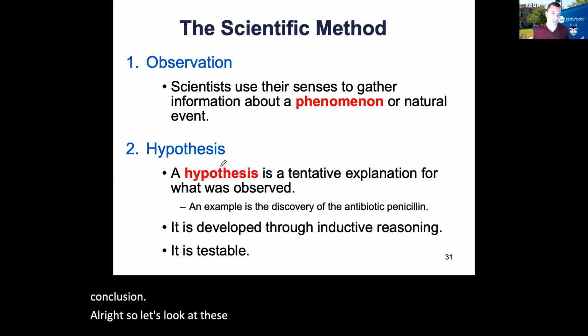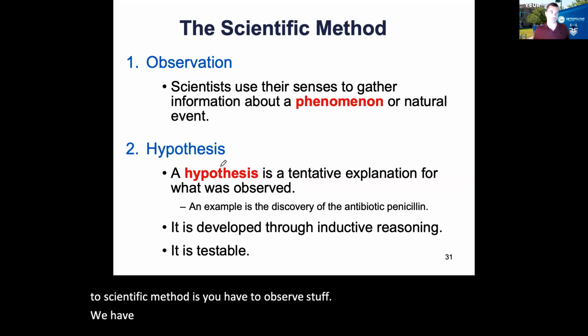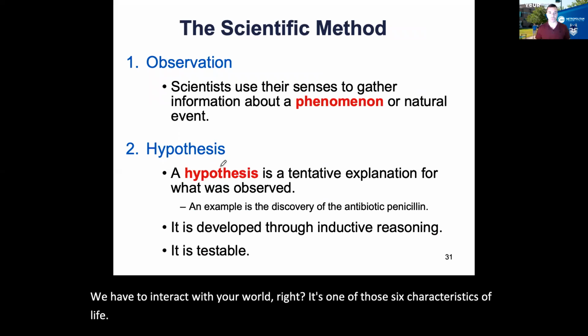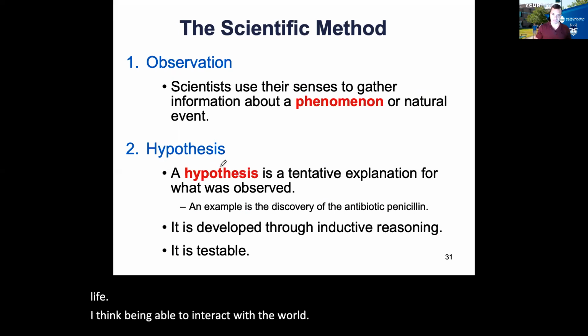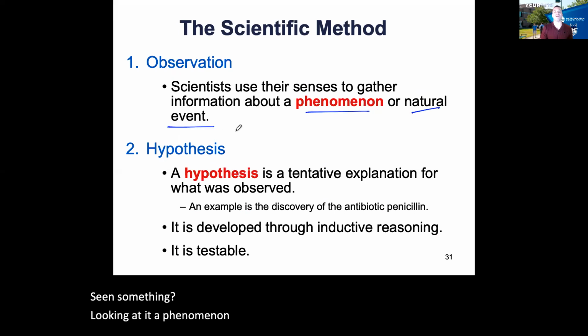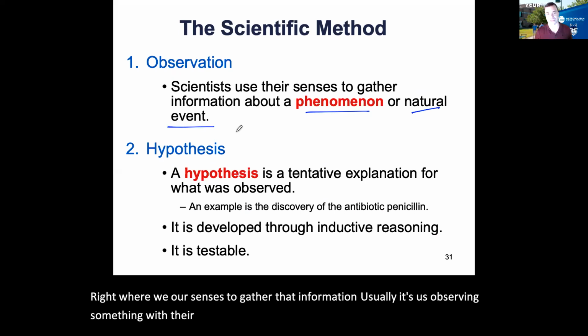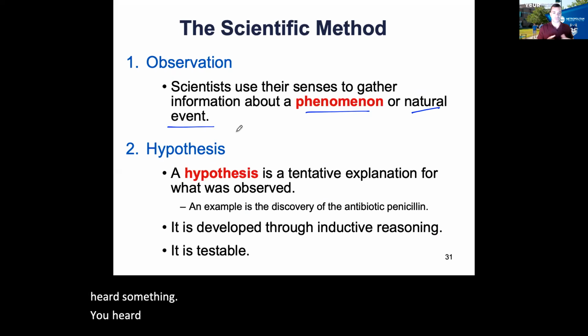The very first thing you have when it comes to the scientific method is you have to observe stuff. You have to interact with your world, right? It's one of those 6 characteristics of life, okay? Being able to interact with the world, seeing something, looking at a phenomenon, looking at some kind of event, where we use our senses to gather that information. Usually it's us observing something with our eyes. So we're just using that one major sense. Maybe we heard something, okay? You heard a sound and you want to figure out what that sound was coming from, okay?